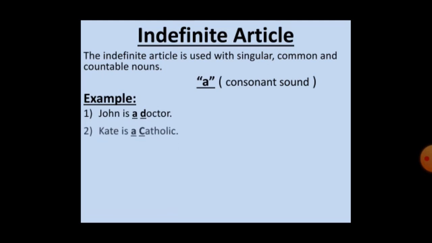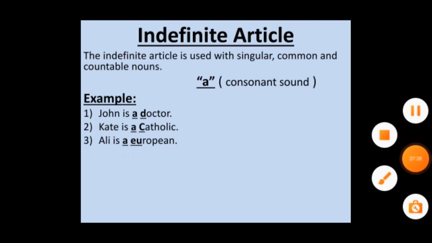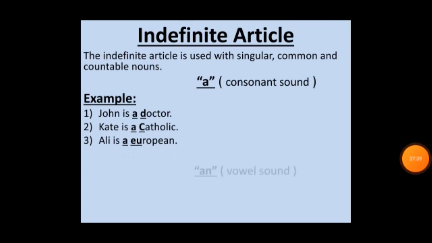Then comes, Kate is a Catholic. Catholic is a common noun, that's why "a" is put here. And European is also a common noun, but it starts with E and yet it gives a consonant sound, so that's why "a" is used here. So here comes the second part.